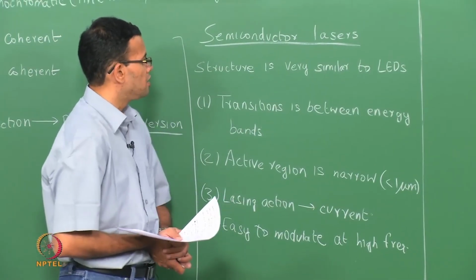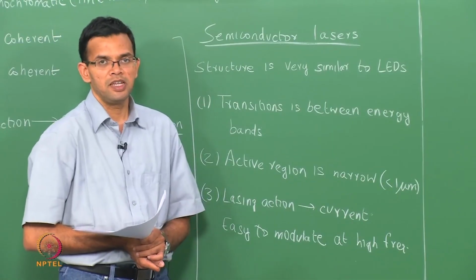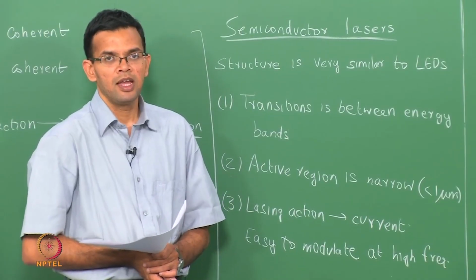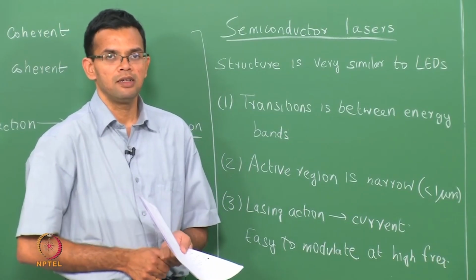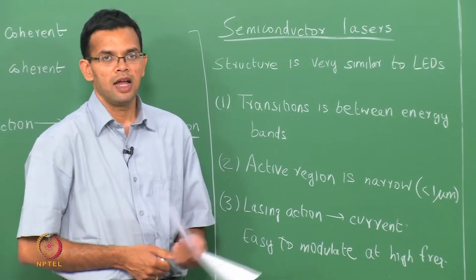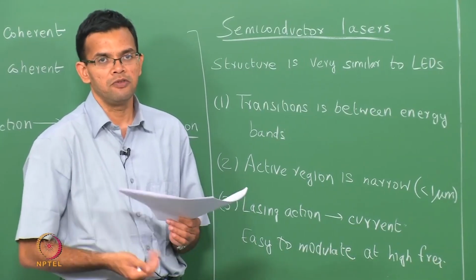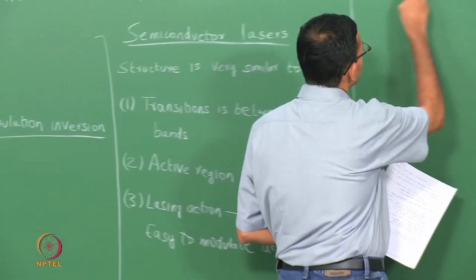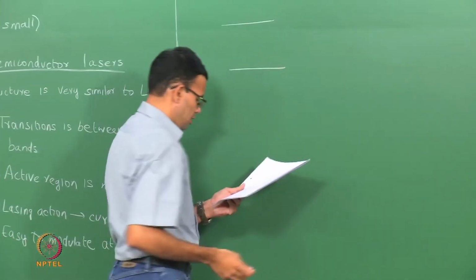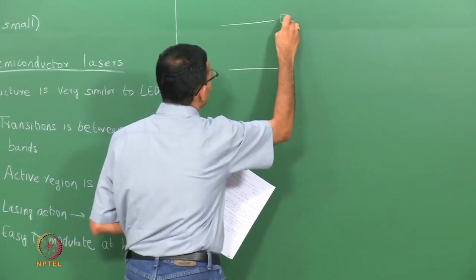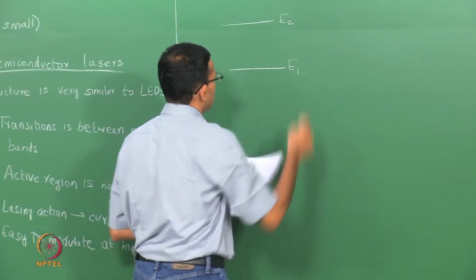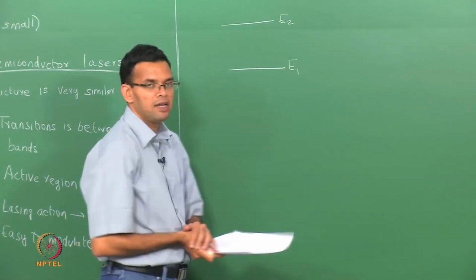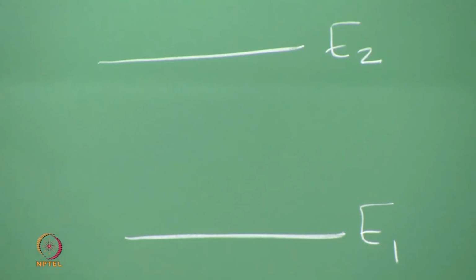So, we said that the structure of a laser is very similar to that of an LED. If you remember, in the case of an LED, we had electrons in the conduction band and holes in the valence band, and these two recombined in order to give you radiation. So, if I were to show that schematically, I have two energy bands, we call one E2, the other E1. In a generalized sense, we can also think of E1 as the ground state and E2 as the excited state.